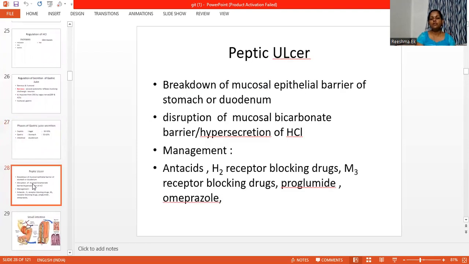Then about the applied physiology of the gastric gland. The most important disorder of the gastric gland is peptic ulcer. Peptic ulcer is due to the breakdown of the mucosal epithelial barrier of the stomach or duodenum, and it causes disruption of the mucosal bicarbonate barrier or hypersecretion of HCl. Peptic ulcer is managed by antacids, H2 receptor blocking drugs, M3 receptor blocking drugs, proglumide, and omeprazole.